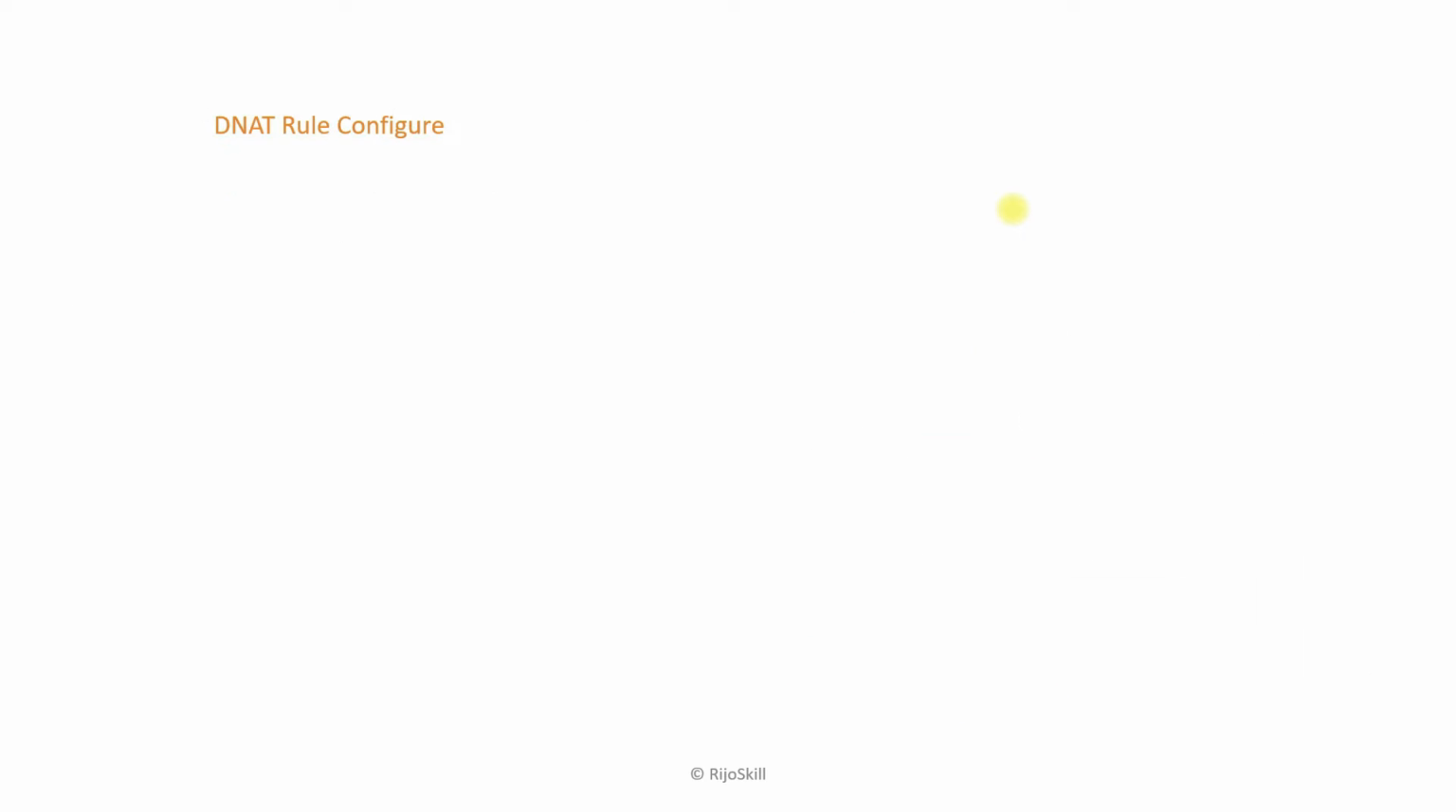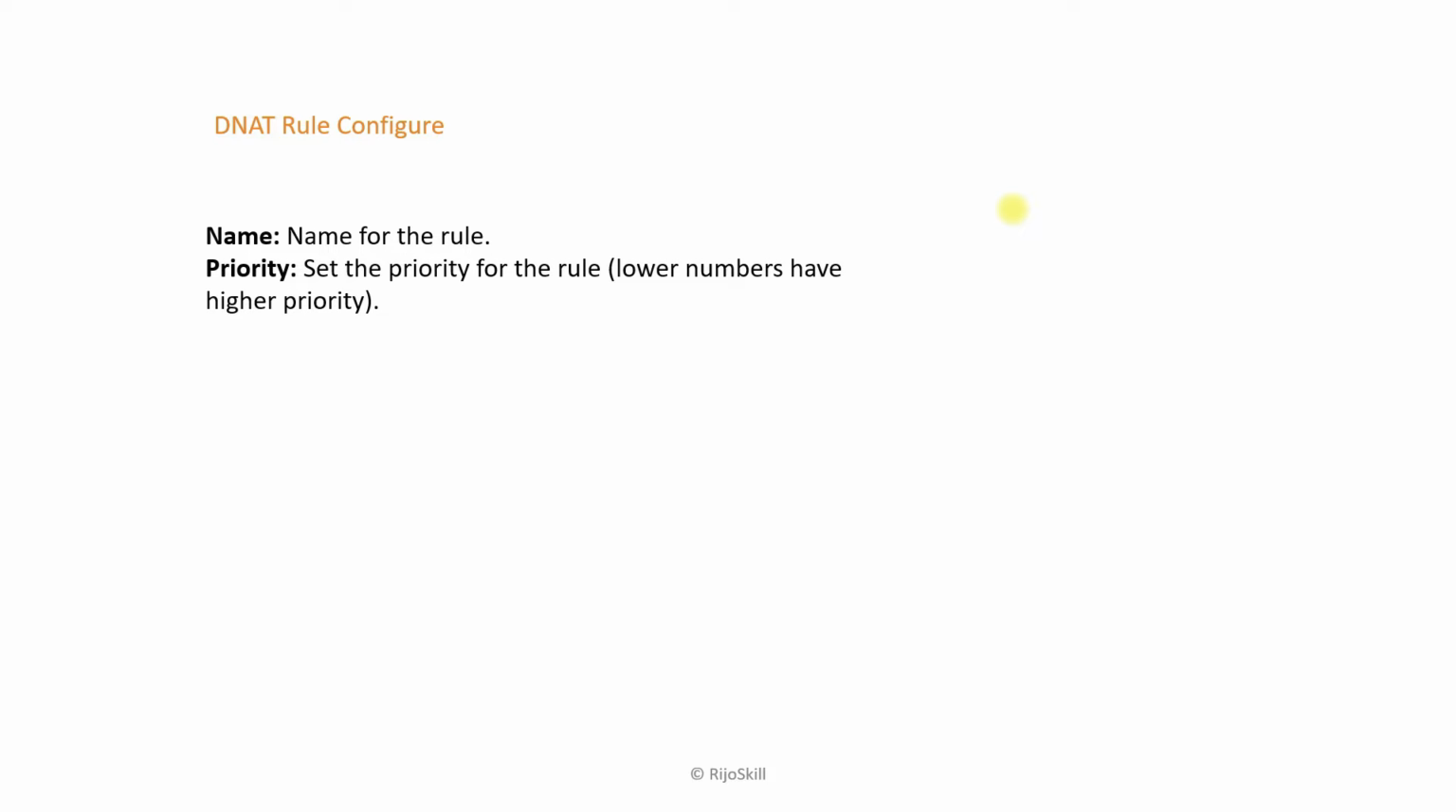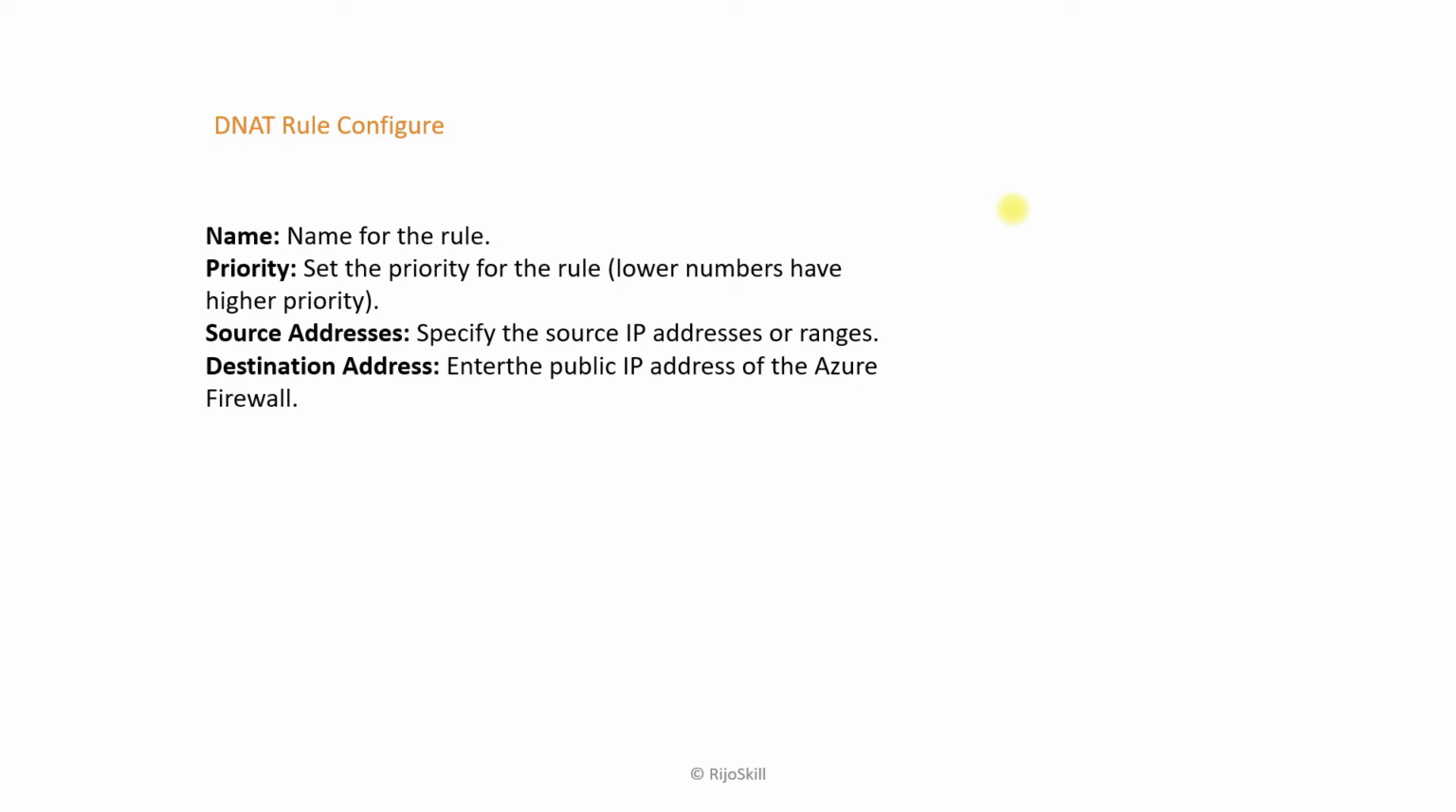So here you can see how we can configure the rule. You need to enter the name of your rule and the priority. You should know that a lower number has the higher priority. For the source address, specify the source IP address or range, and for the destination IP address, enter the public IP address of your Azure Firewall.